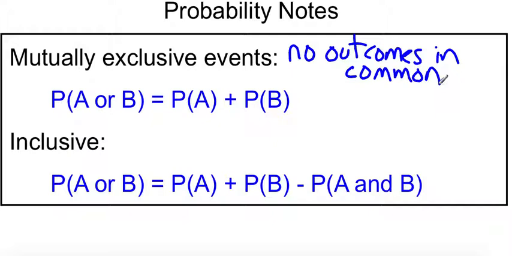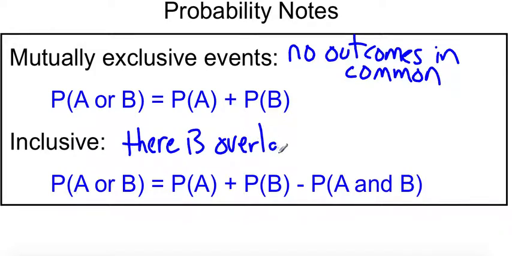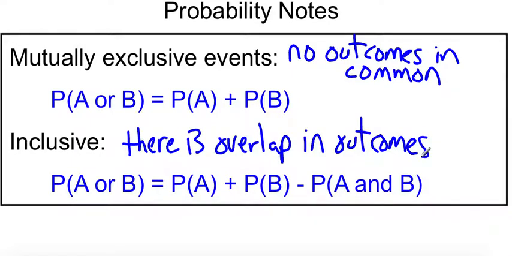Inclusive would mean that there's overlap. There is overlap in outcomes. So if we were randomly picking two students and we want to know the probability that they're in band or choir, well, it's possible that there's overlap there. You could have a person who's in band and choir. So that means the math that we do to find probability is different.